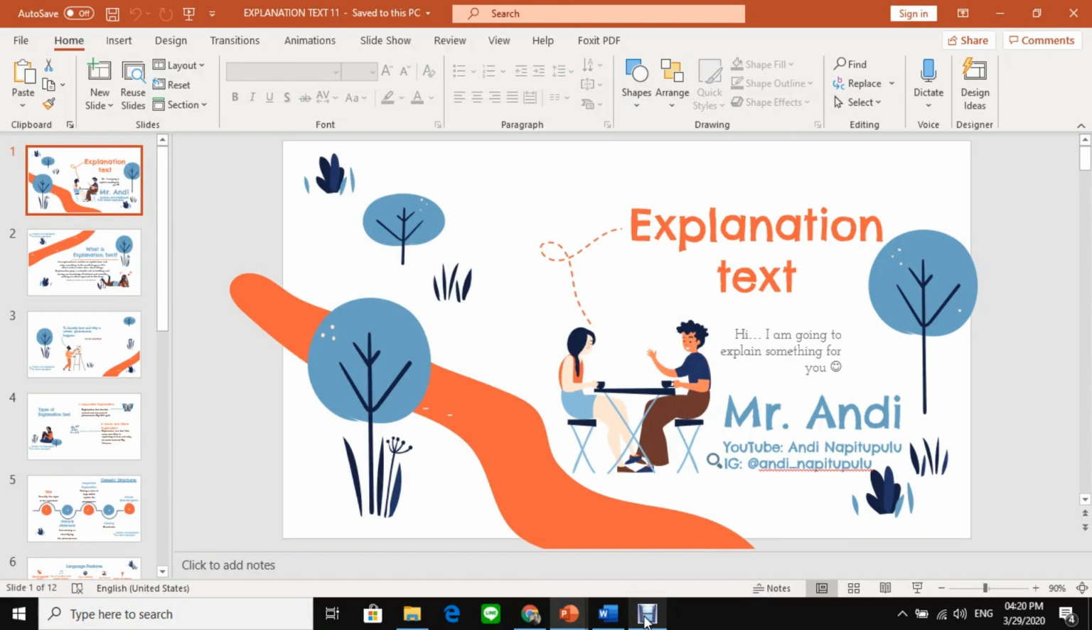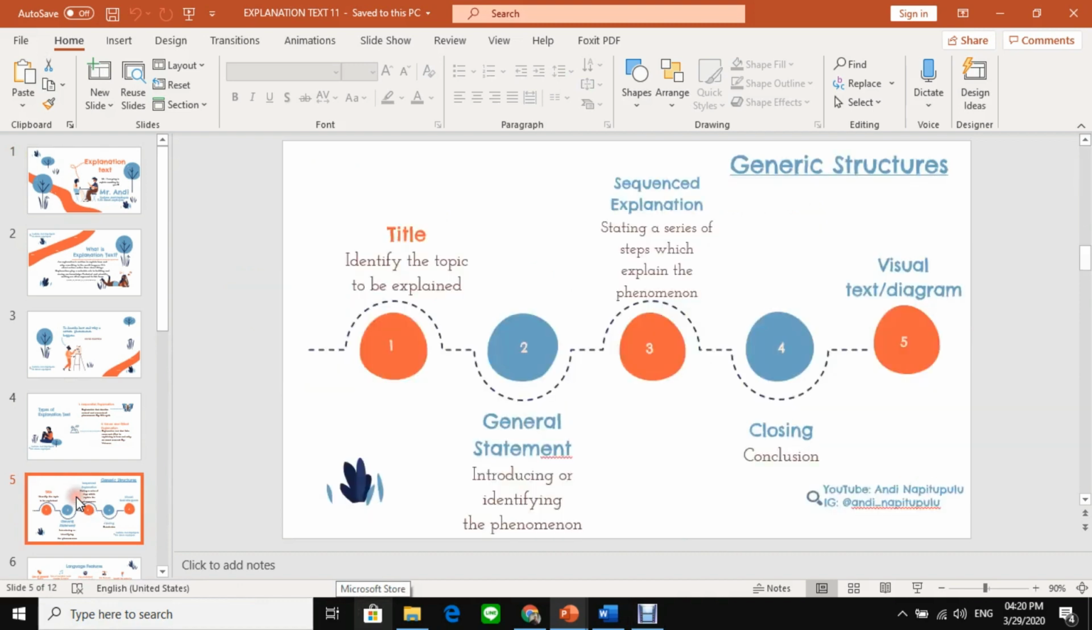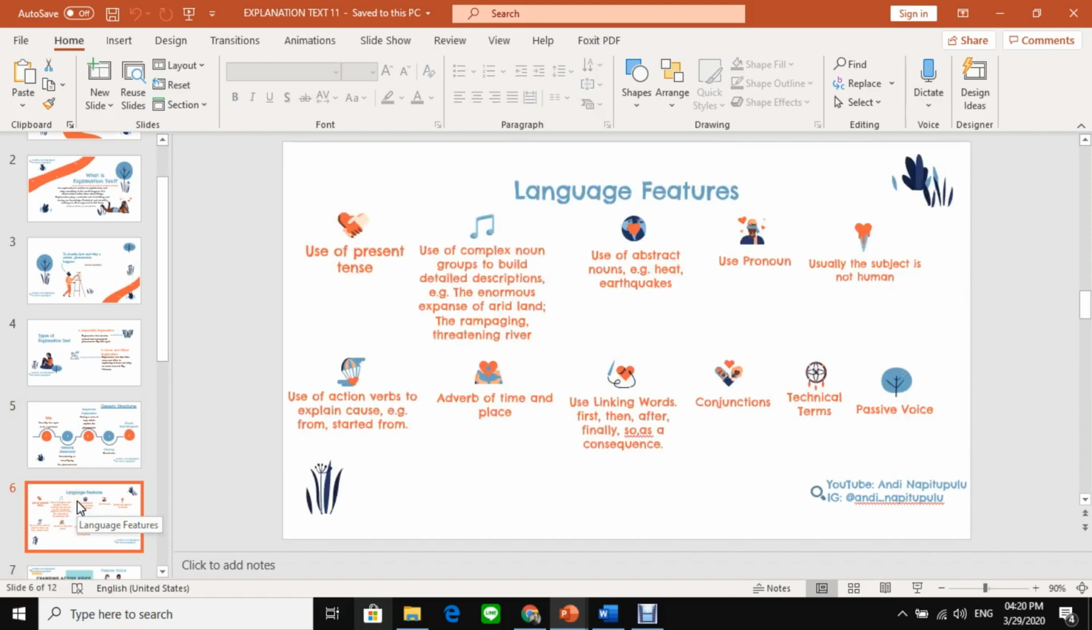Okay, now, last week you learned about explanation text, right? You know that explanation text is about explaining something, and that there are some technical terms. Not only that, you have learned about the generic structures: title, general statement, sequence of explanation, closing, and visual text or diagram. And I have also given you some exercises about the language features.